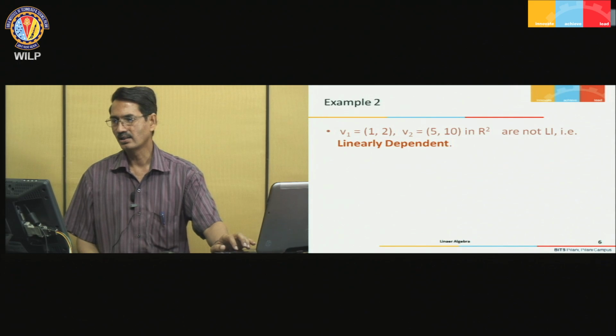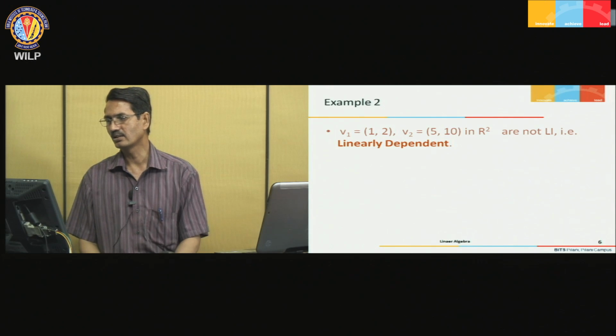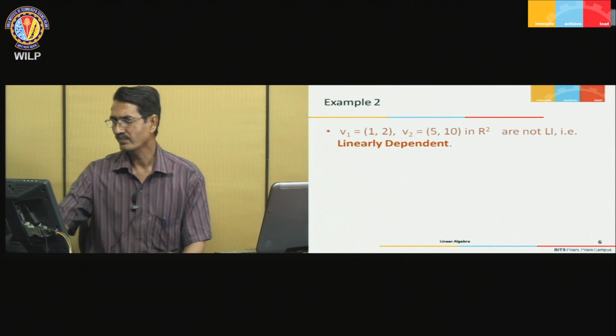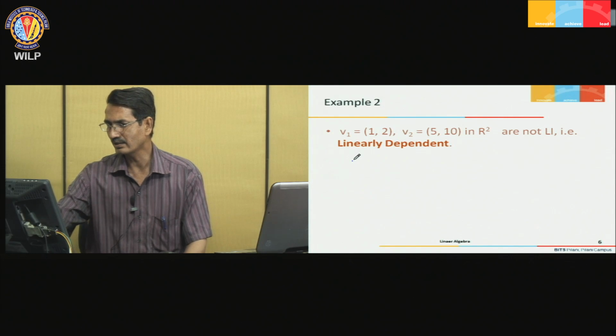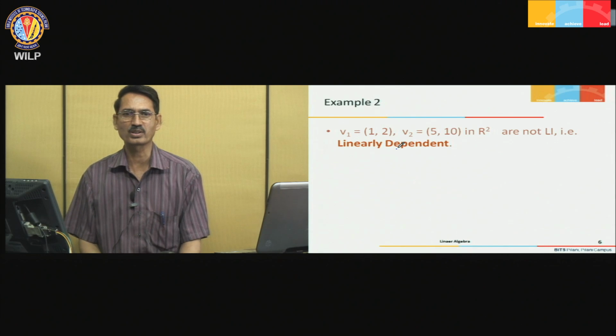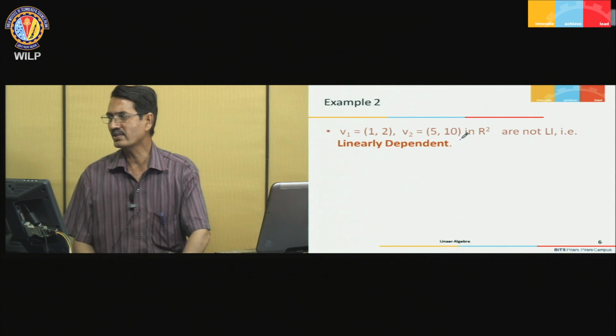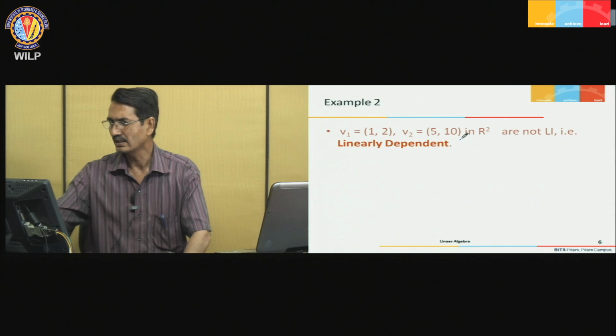Look at this set. This set is linearly dependent. Why is this set linearly dependent? First of all, take a linear combination and solve this one, you will get a non-zero solution. In fact, what is this one? V1 is equal to 1 2, V2 is 5 0. So one is a scalar multiple of the other, means what?